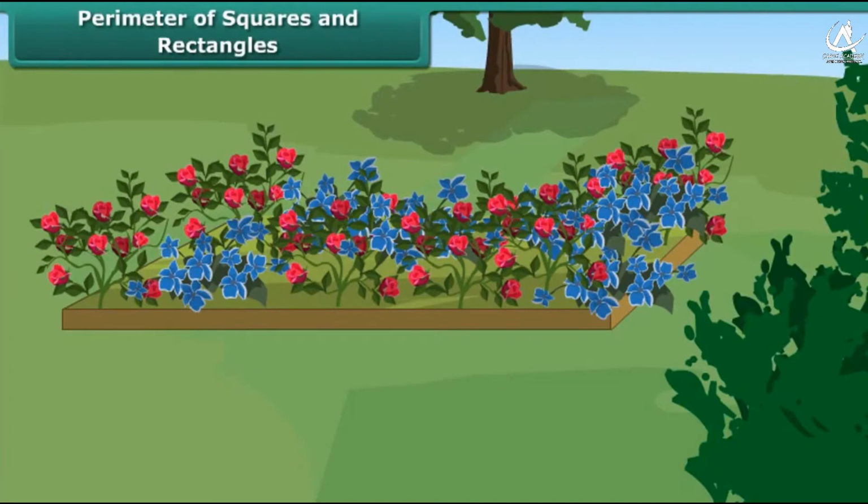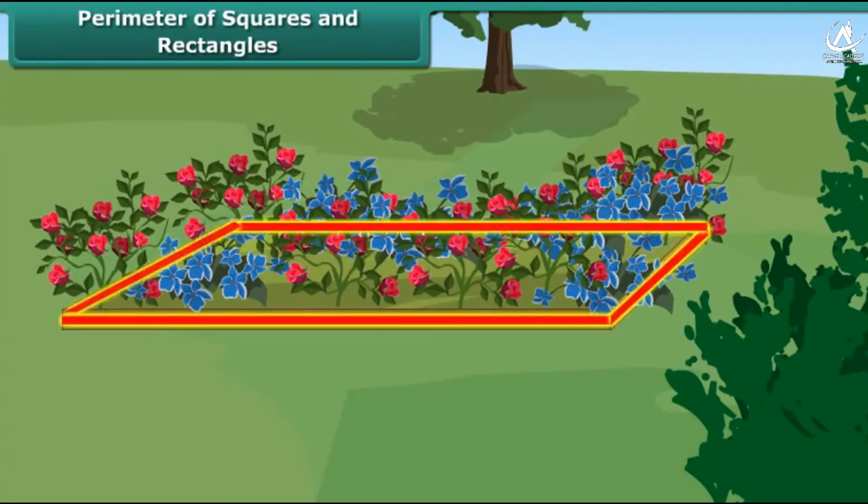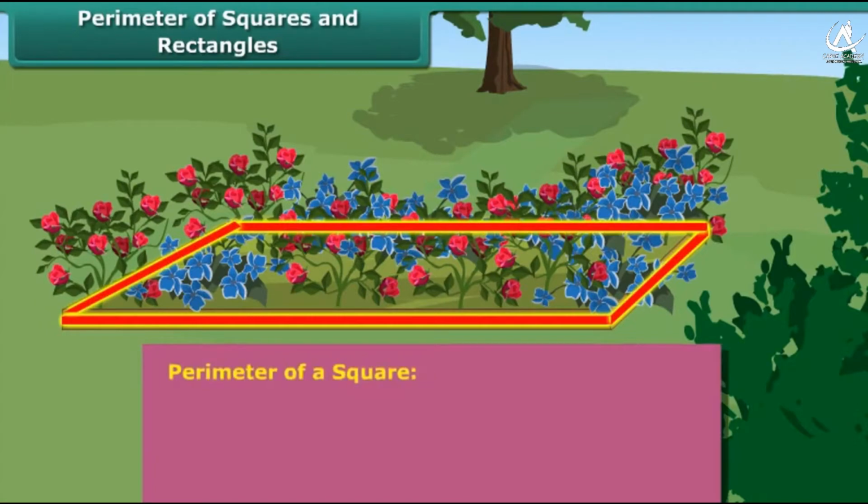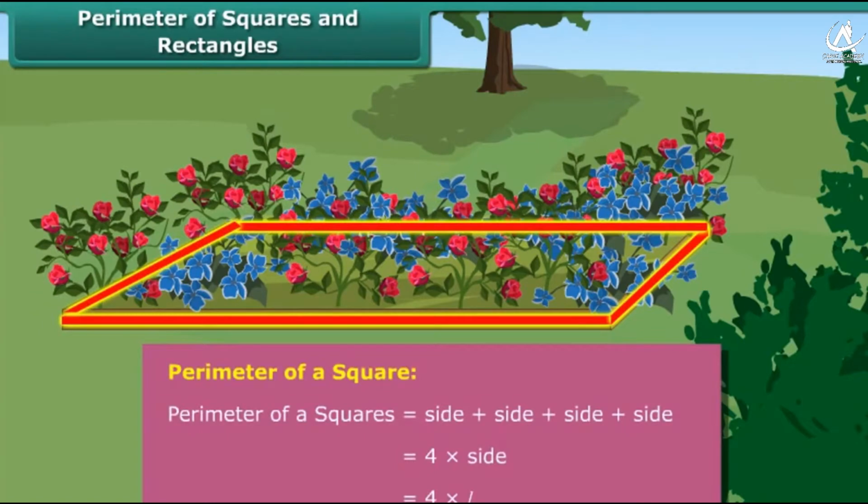Students, can you measure the boundary of the flower bed in the park? Yes, by measuring the sides of the flower bed. So, the perimeter of a shape is the outer boundary of the shape. So, the perimeter of a square is the sum of the sides of the square. You understood what is perimeter?